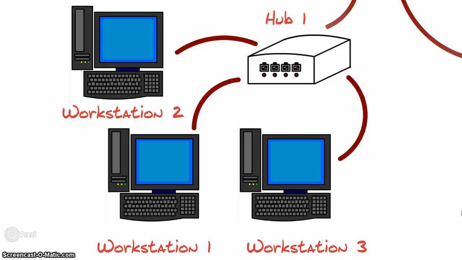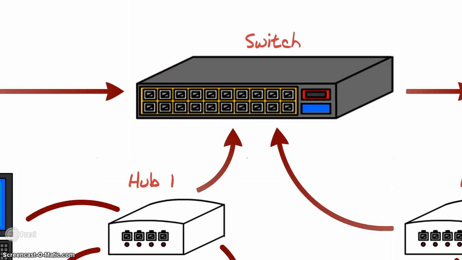By doing it this way, the data is sent, but it's sent to all locations on the network. So workstations 1, 2, and 3 will receive whatever data is being sent between terminals 1 and 2 and 1 and 3. Better than a hub is a switch.